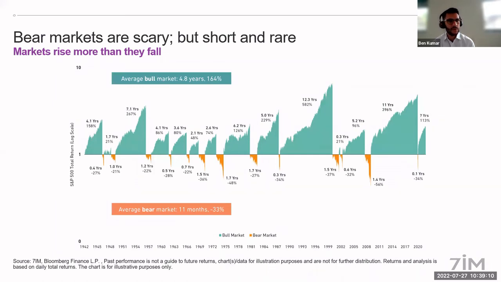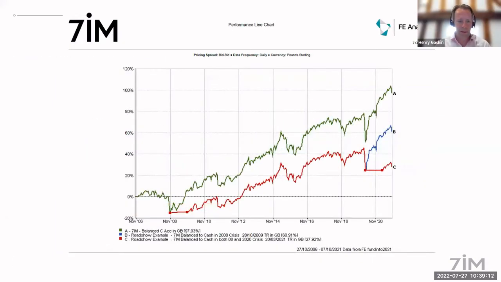I think, is there one more chart? There's one more on that point. Yeah, this one. So just to emphasize one more time on staying invested, we used our fund because we have the data for it. If you'd invested in the 7IM balanced fund in 2006, and held it all the way through everything, doing just what I said, not looking at the markets, not selling, you'd have made about 100%.